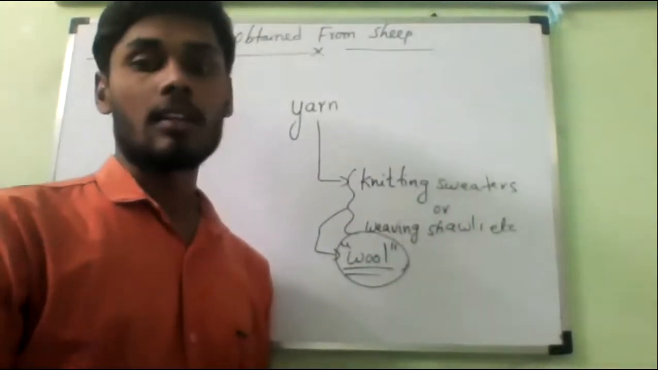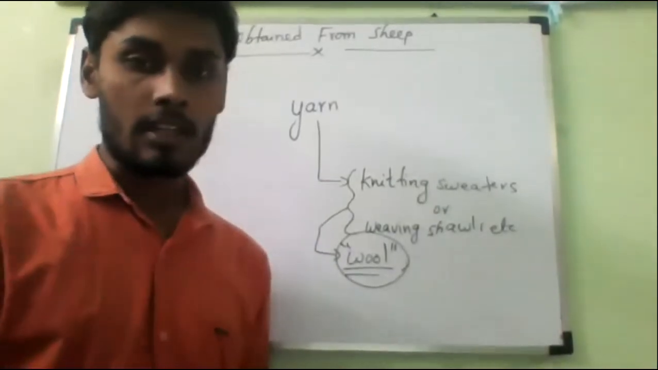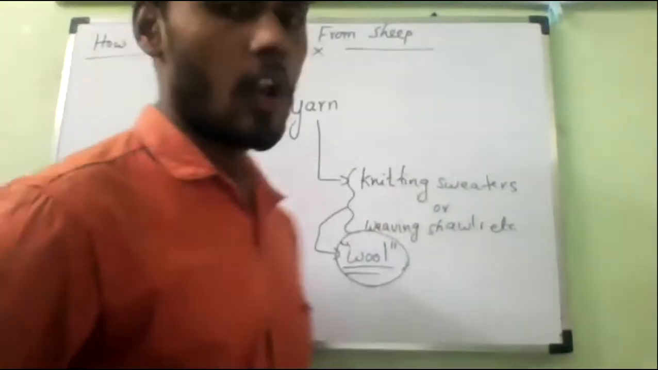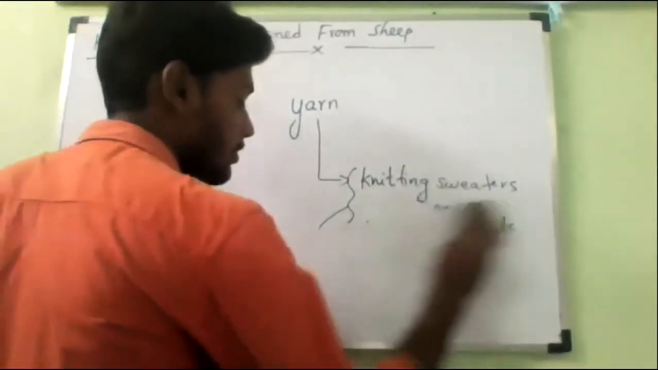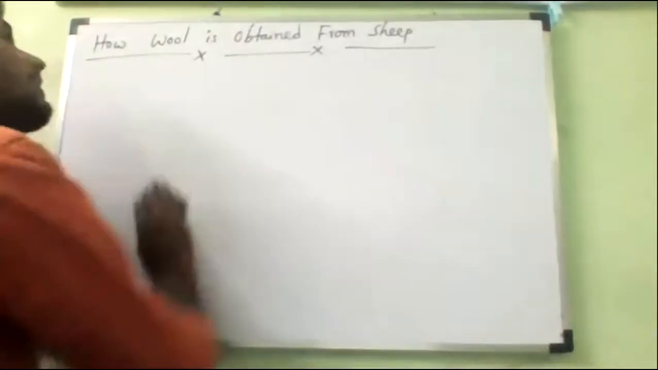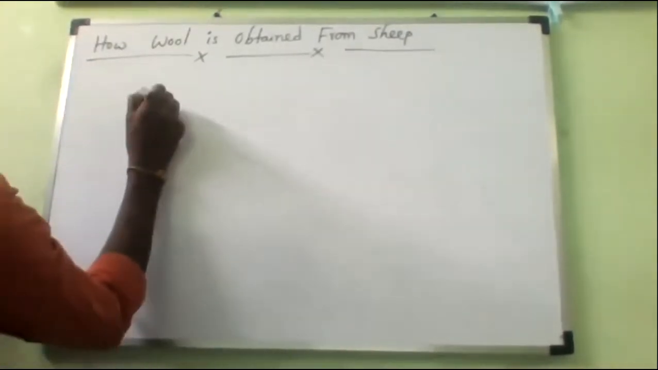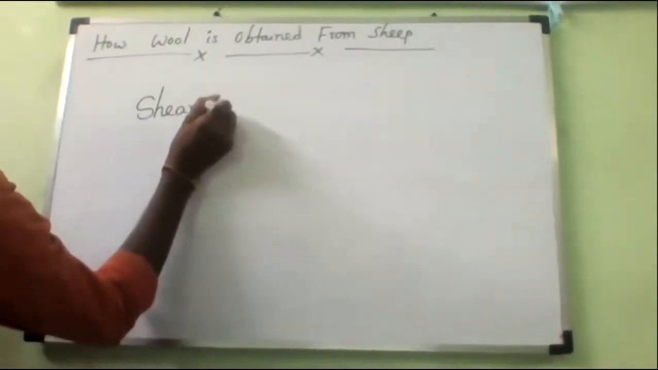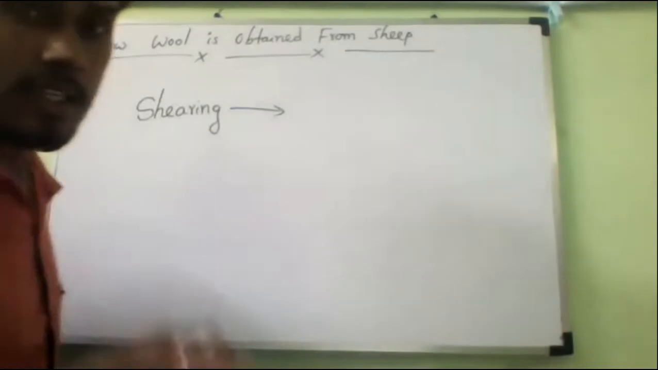So now let us discuss what steps are involved in this. It's a very, very long process which involves different kinds of steps. The first step involved in obtaining wool is shearing. What should we call it? Shearing, S-H-E-A-R-I-N-G. I will explain what it is, don't worry.